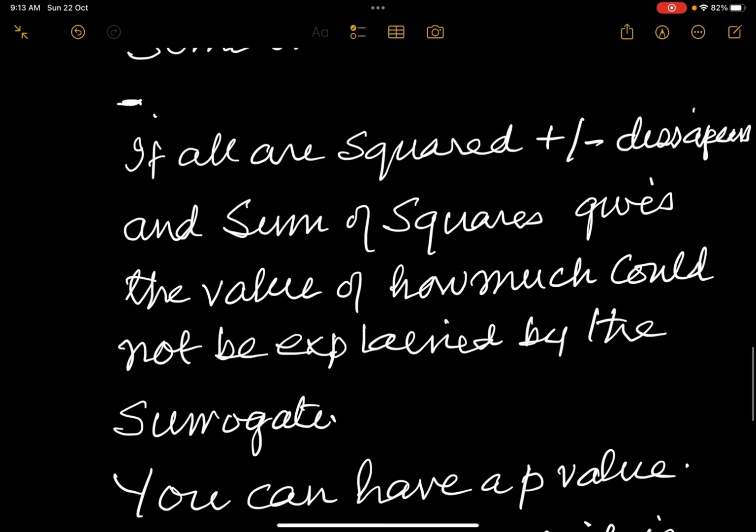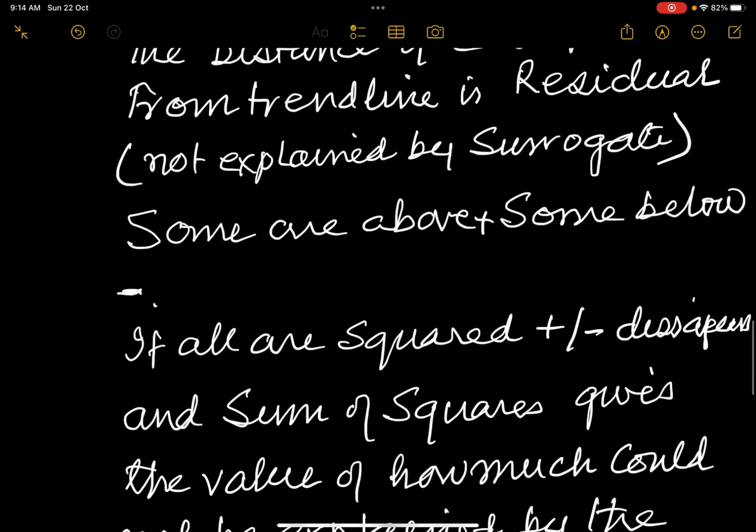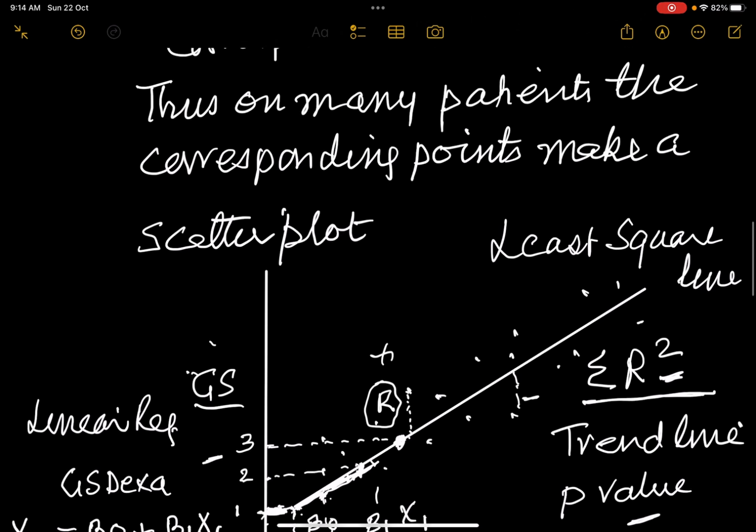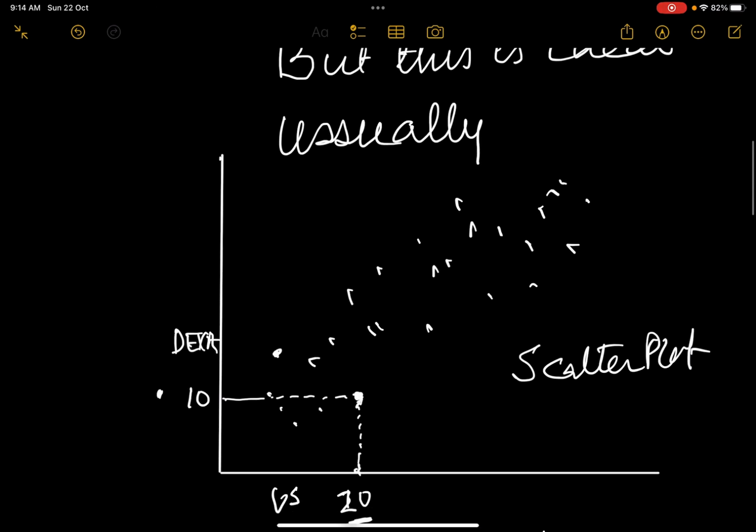These validation studies can only be done if the values by the surrogate ultrasound and the gold standard DEXA are numeric, continuous numeric values. So this is it.